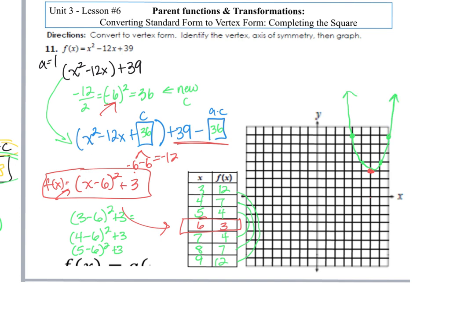So much easier when we're already in vertex form. And that's it. Have a great time completing the square.